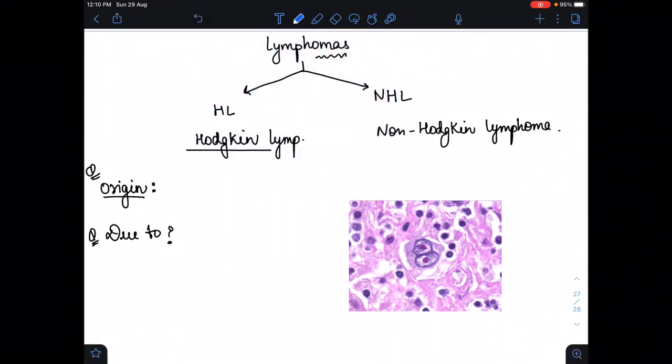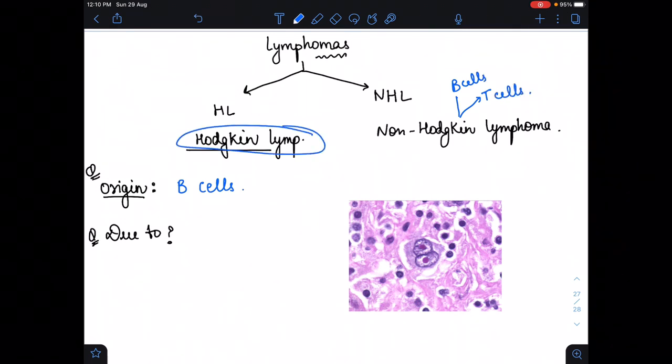For the origin, Hodgkin lymphoma's origin is from the B cell. Please remember it. B cells are the origin for Hodgkin lymphoma, while for the non-Hodgkin lymphoma, B and T cells both are responsible. Basically in this video we only cover the Hodgkin lymphoma.